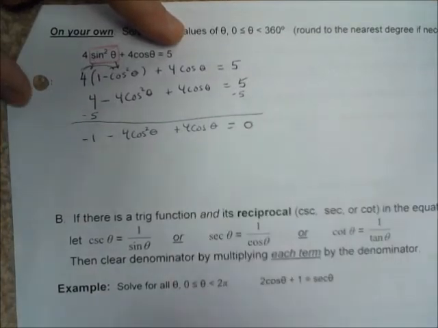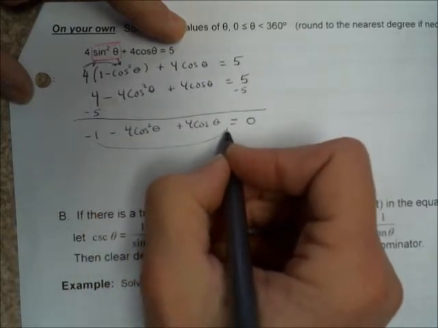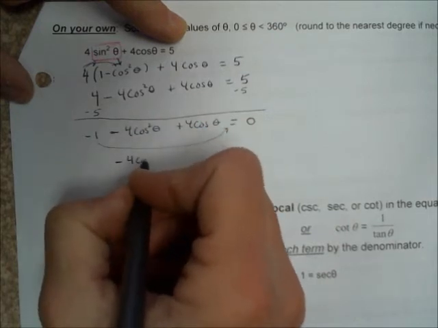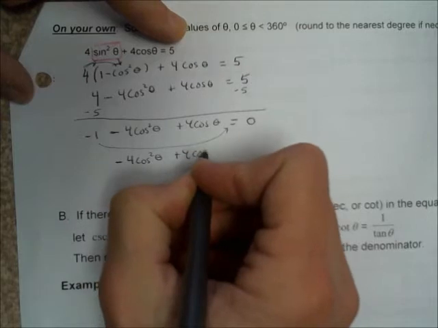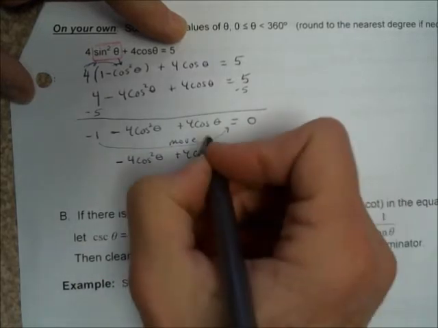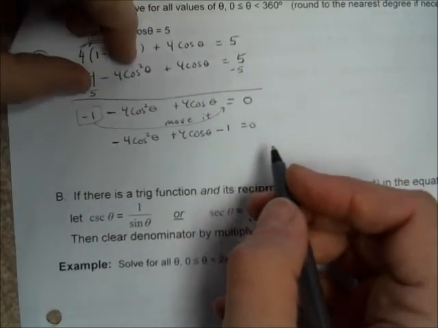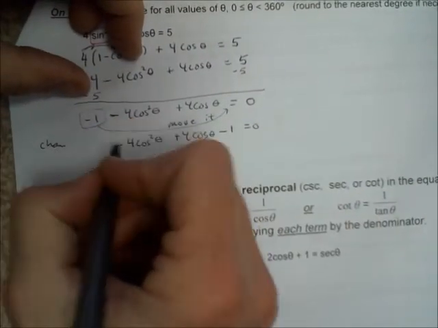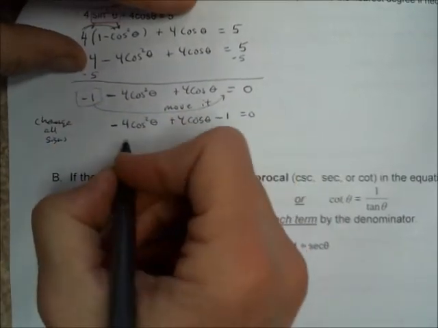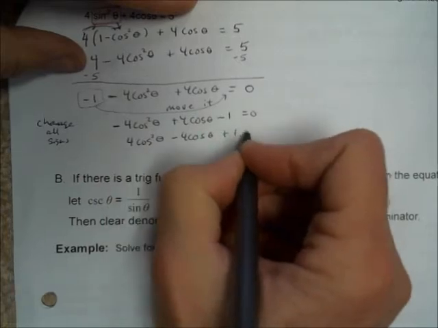And the only thing we have to do now is rearrange this. We should probably move this negative 1 over here. Drop the negative down: negative 4 cosine squared theta plus 4 cosine theta minus 1 equals 0. All I did was move this negative 1 over. And then you're going to divide everything, changing all the signs because we don't like to have a negative leading coefficient. And this becomes positive 4 cosine squared theta minus 4 cosine theta plus 1 equals 0.